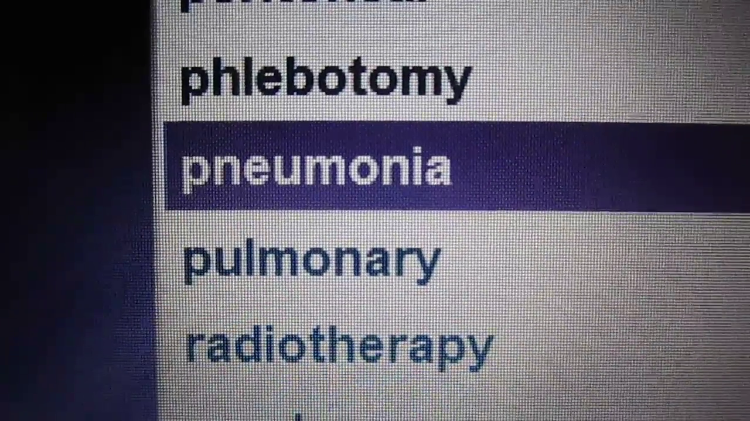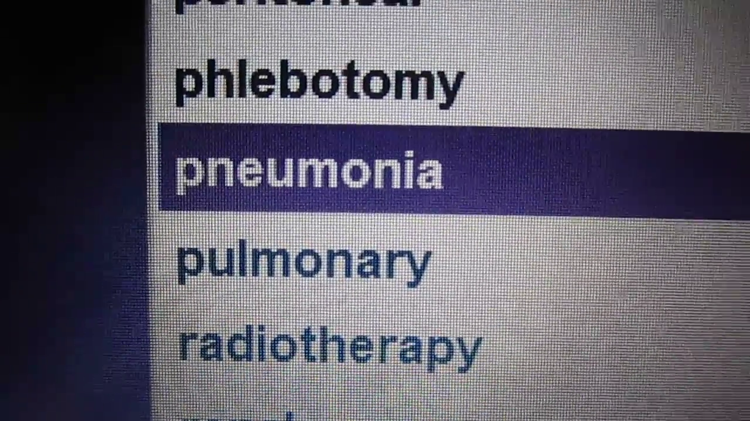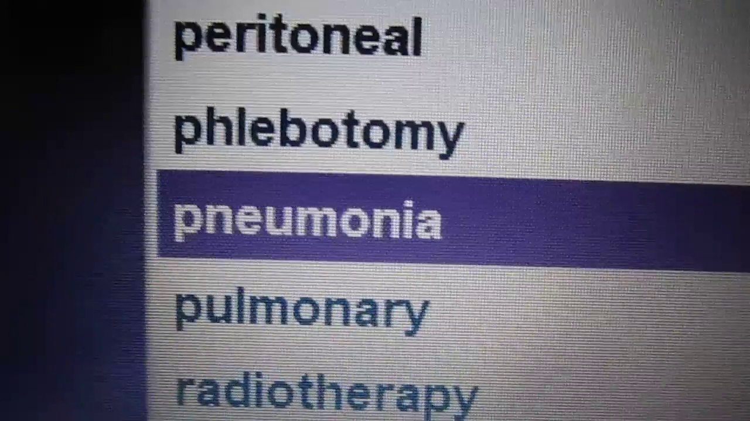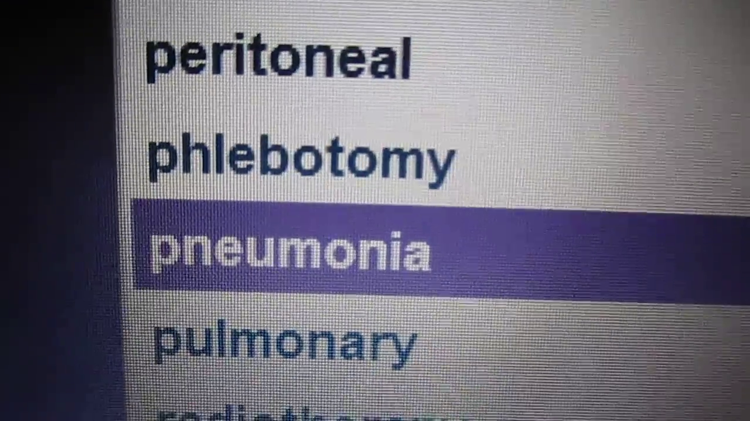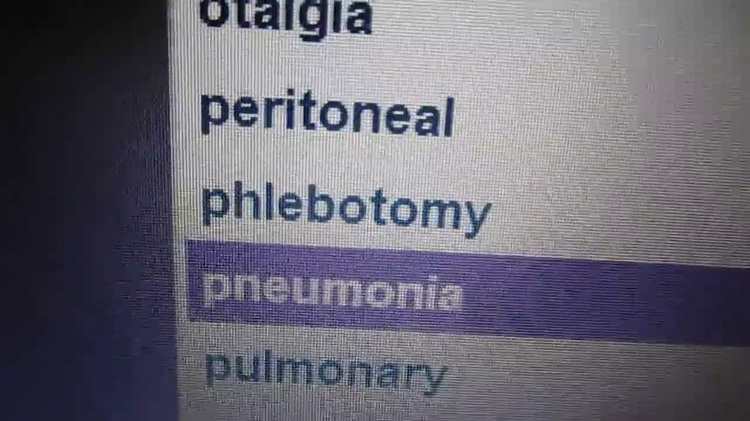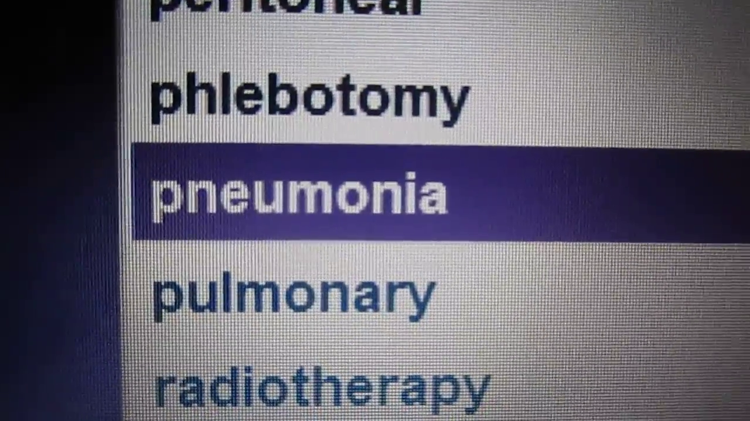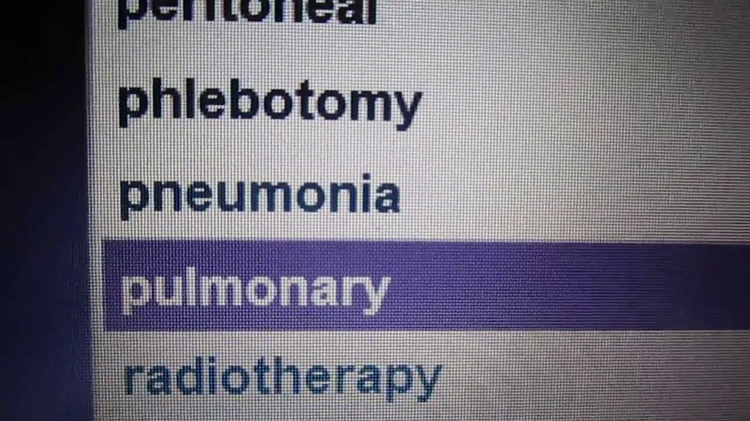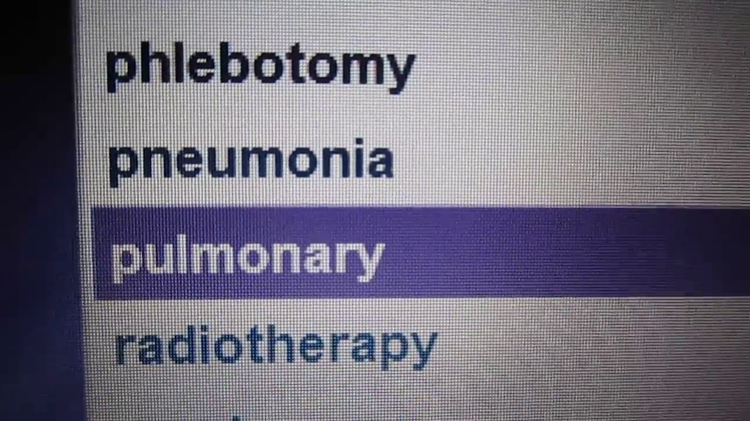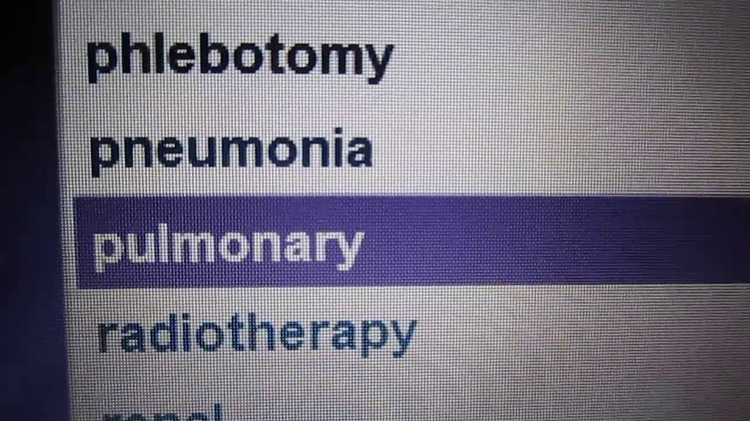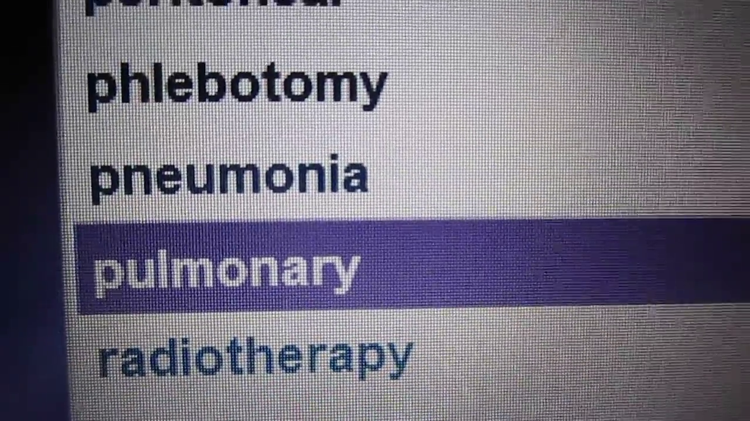Pneumonia. The combining form for lung is pneumono. Pneumonia, then, means a condition of the lungs. In pneumonia, fluid and foreign organisms collect in the lungs and make breathing difficult. Pulmonary. Pulmono is a combining form meaning lung. Pulmonary means pertaining to the lung.